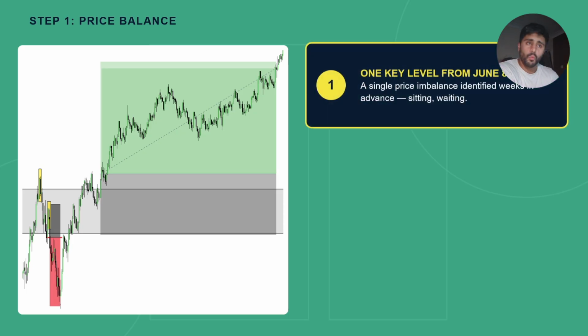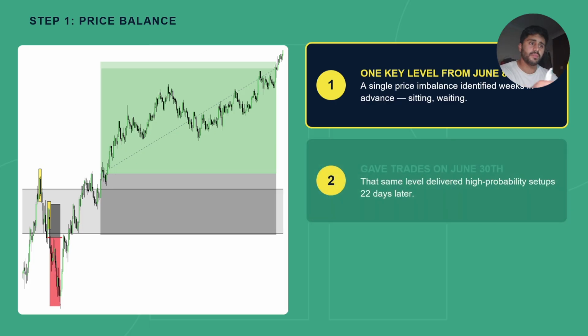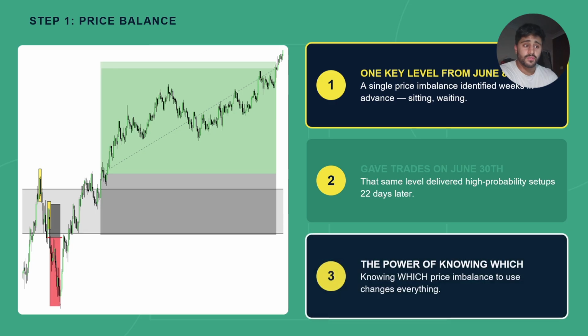All right, so again, one key level from the 8th of June. This is important to understand. The 8th of June is where the key level came from. Once you've identified a key level, you want to drag it across your screen. You want to drag it from left to right. All right, it gave us multiple setups 22 days later.